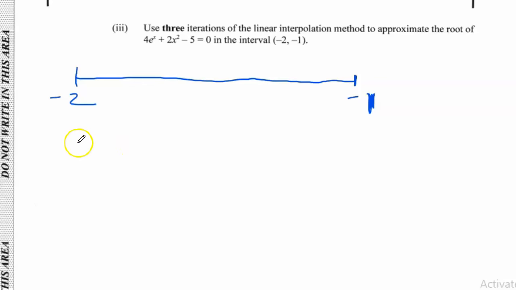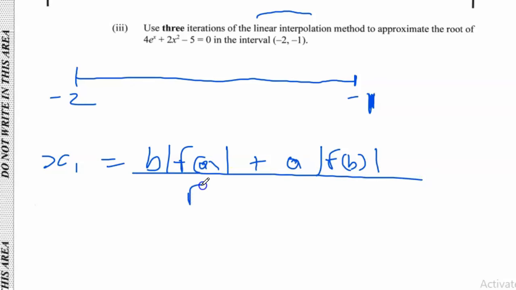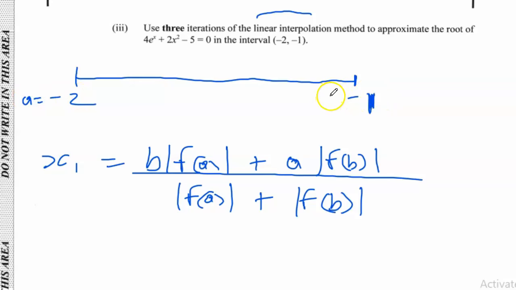Alright, so the first approximation is for the linear interpolation. We use a formula that says: x = (b times the modulus of f of a, plus a times the modulus of f of b) all over the modulus of f of a plus the modulus of f of b. So a will refer to the -2, and b will be the upper one. -1 is bigger than -2, right? So we refer to that as b.